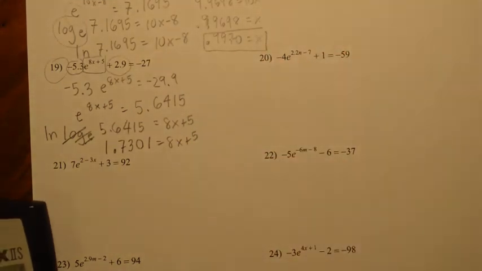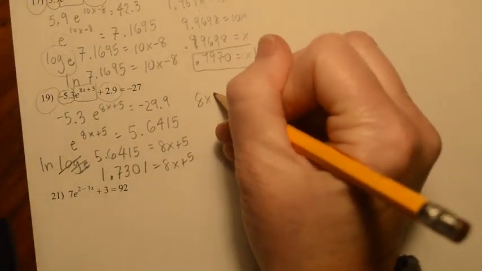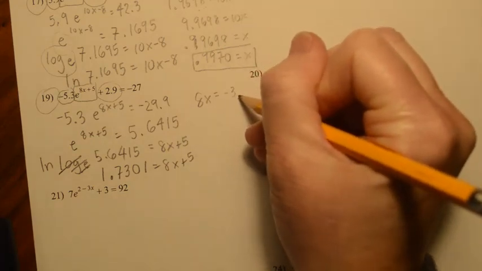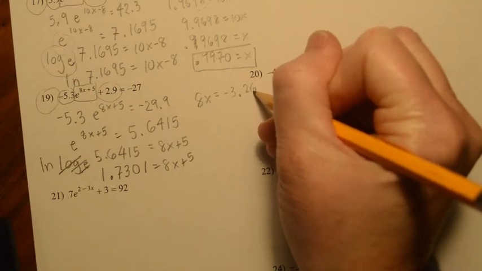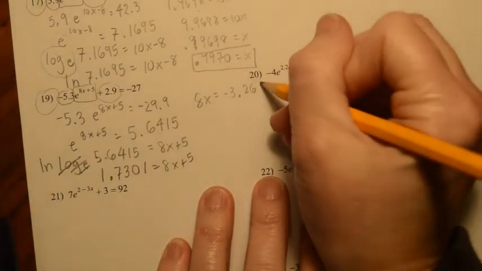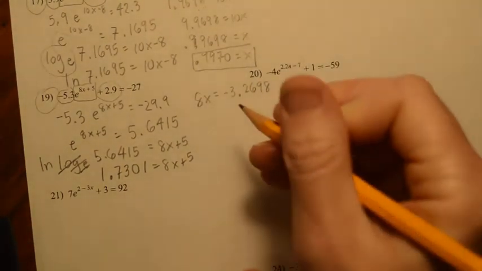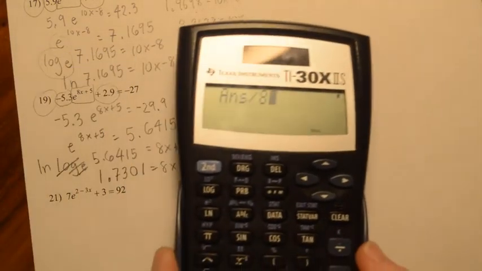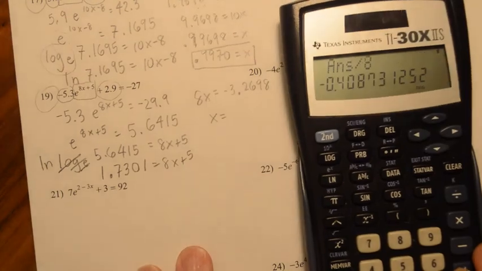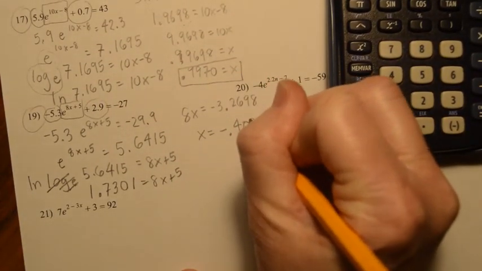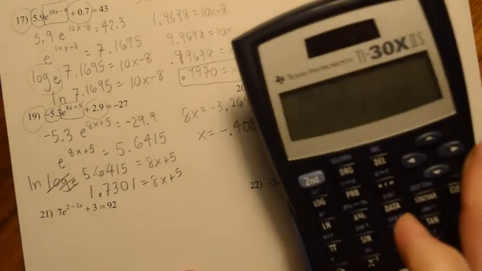I'm going to subtract 5 from both sides, and I get 8x equals negative 3.2698. Yep. And divide by 8. Divide it by 8. And I get negative 0.4087, if I'm reading that correctly with the glare. Yep.